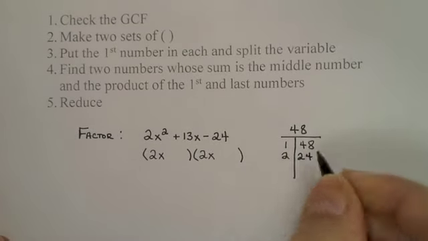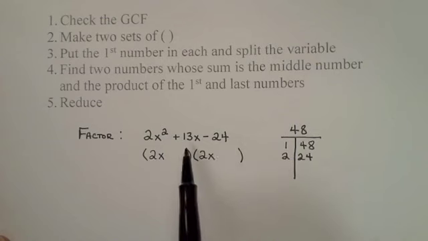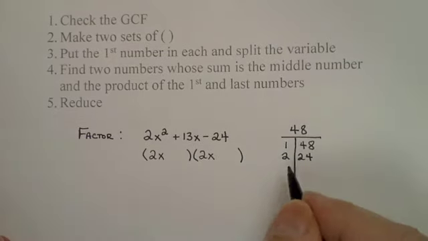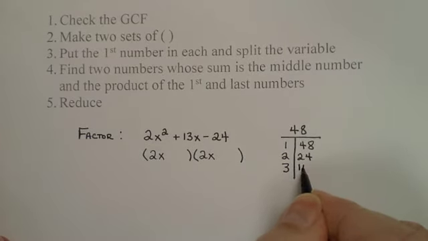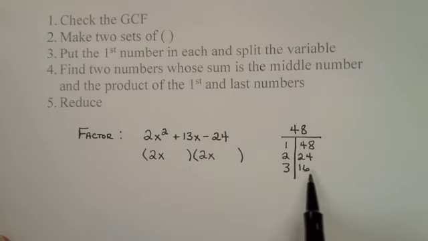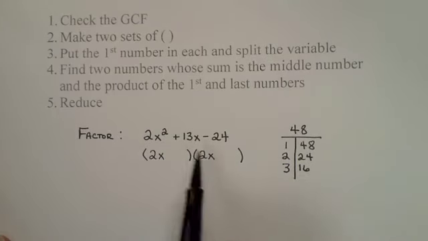2 and 24. If I add these two numbers together, I'll get 26. If I subtract, I get 22. Still not the two numbers I'm looking for. 3 and 16. If I add these two numbers together, I get 19. If I subtract them, I get 13. I need to get a positive 13 out of these two numbers.